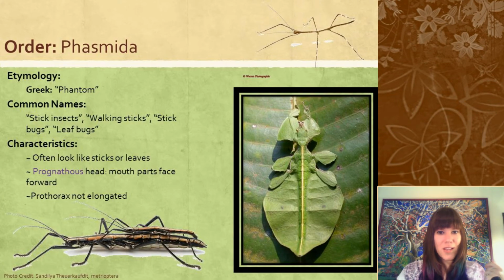Lots of things can look like sticks, so if you find one, just be sure to check for those prognathous mouthparts, or those mouthparts that face forward, and you won't be led astray. Walking sticks make great pets, but unfortunately there was a slight problem in the US and you can't get them in the US anymore.